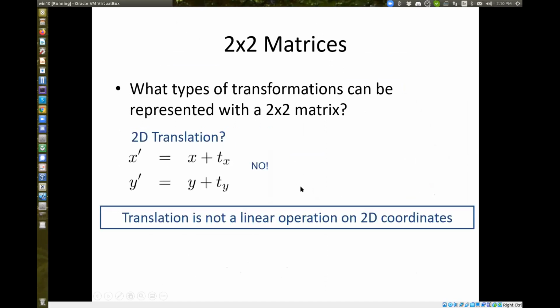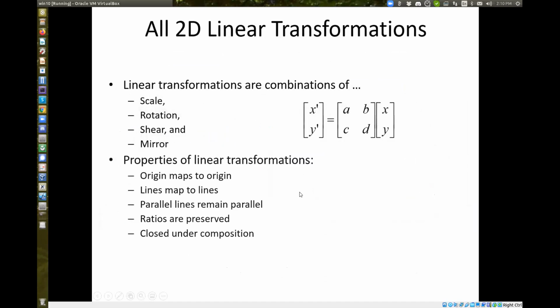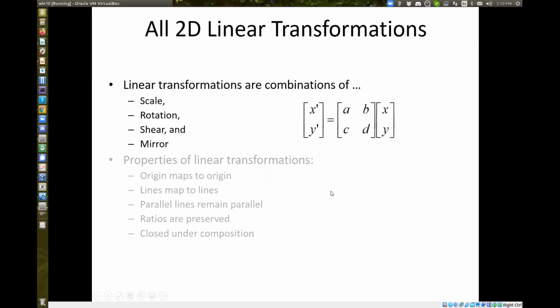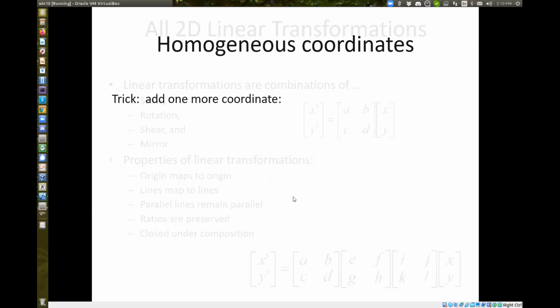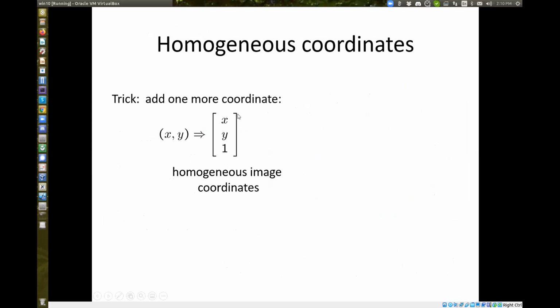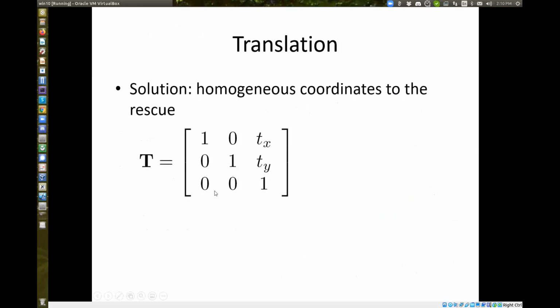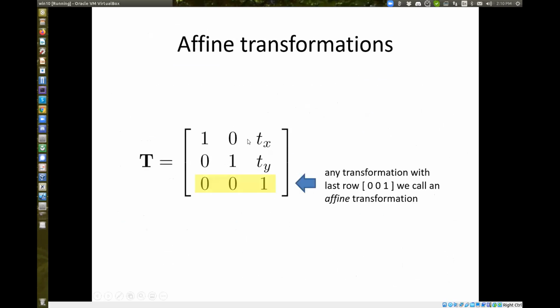Okay, I'll go really quickly. So translation: if I use Euclidean coordinates, I cannot put it in matrix form, right? So that's what motivated us to use homogeneous coordinates. With homogeneous coordinates, everything can be put into matrix form. My translation is like this.